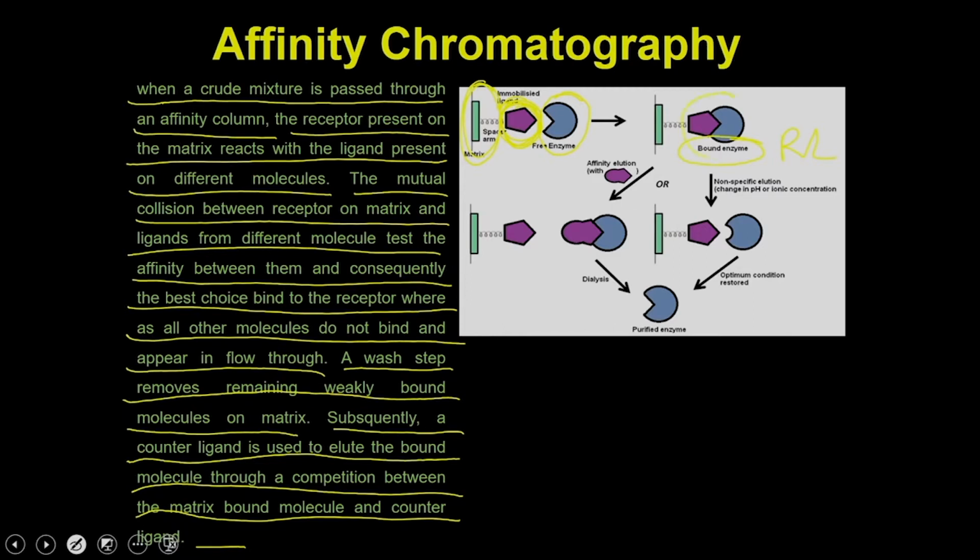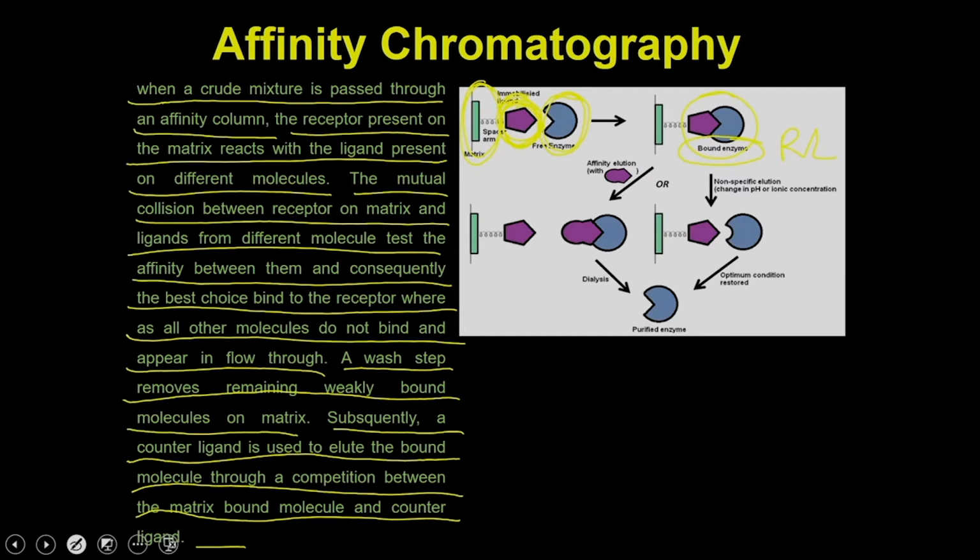Now, you can imagine that you may have different types of enzymes which may have a similar kind of active site, but they may have subtle differences, and because of that this ligand is only going to recognize this enzyme and form the receptor-ligand complex. Now, after this you have two options.